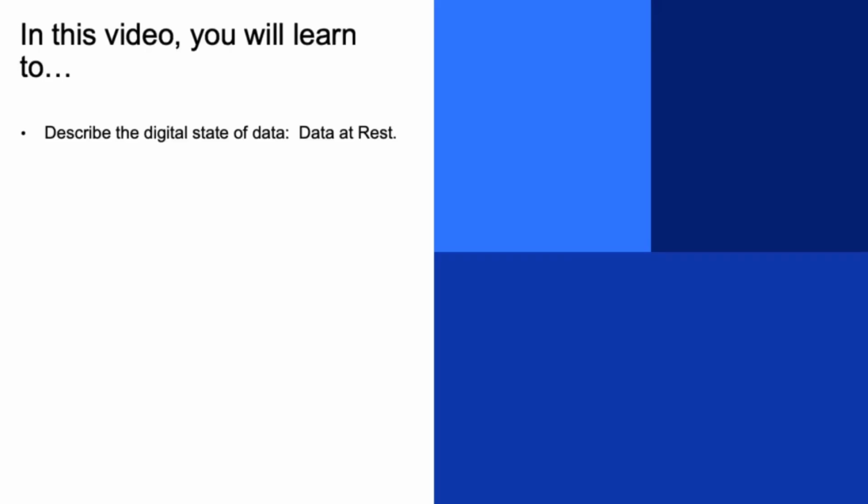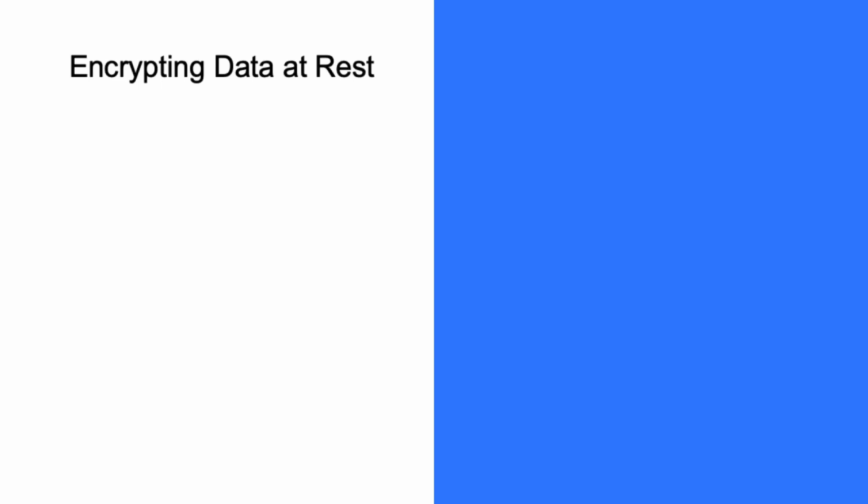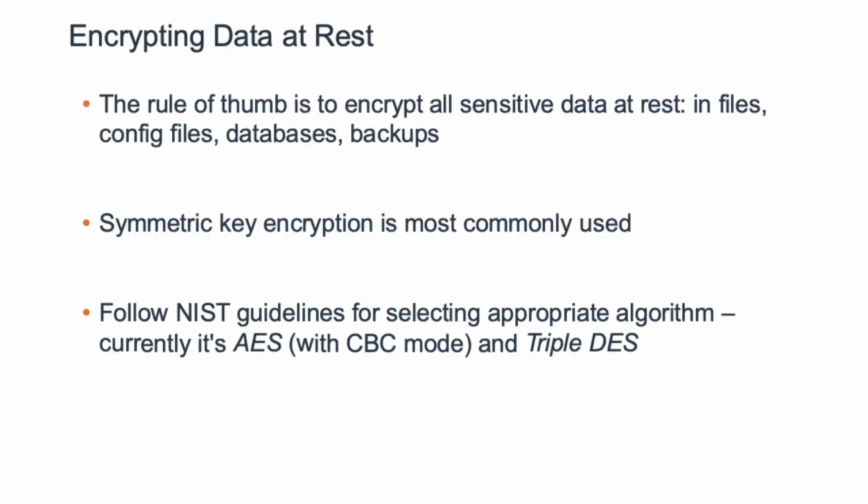In this video, you will learn to describe the digital state of data, data at rest. So let's go through different types of encryption. As I mentioned, the rule of thumb is to encrypt all sensitive data at rest: files, config files, databases, backups, anything of value. And symmetric key encryption is the most commonly used for that.